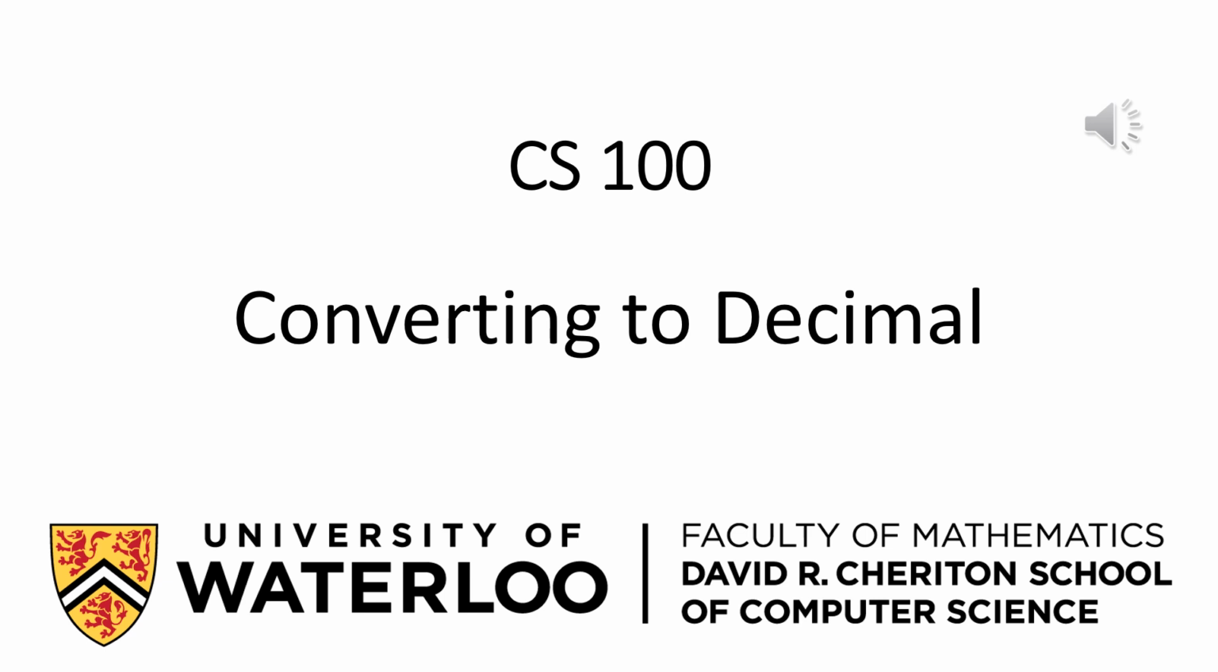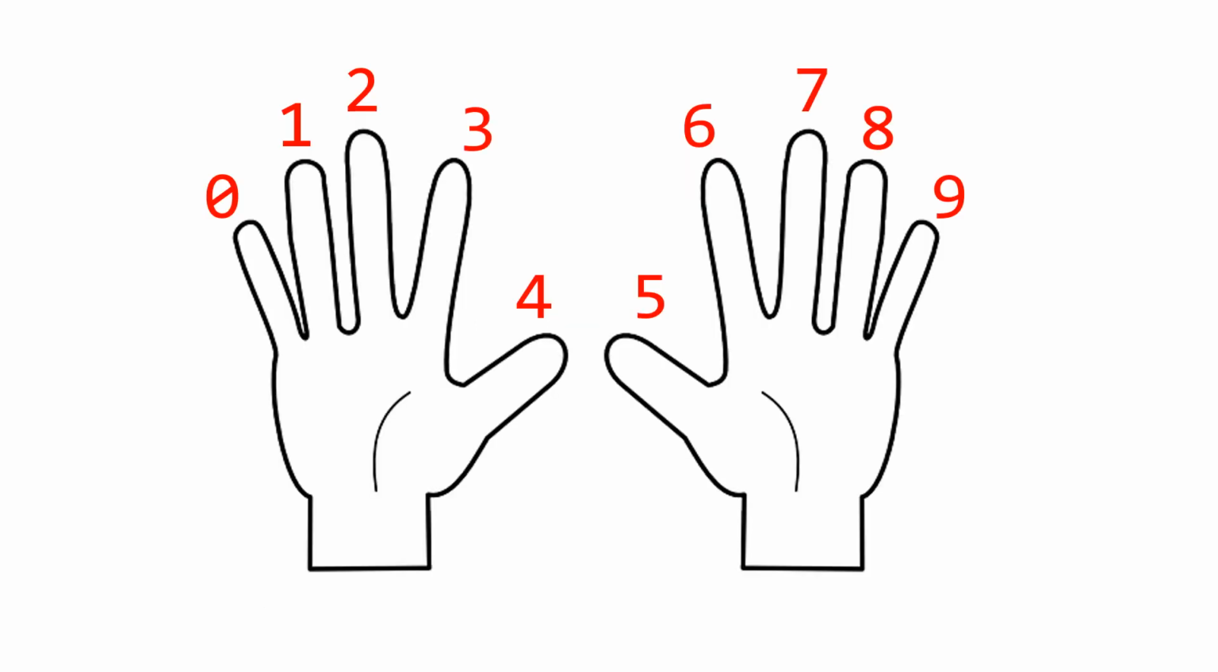In this video, we are going to learn how to interpret and convert numbers from different bases into decimal, base 10. All of our lives we've been using base 10, which has 10 digits, 0 through 9, but now we know about different bases. We are going to need a notation to distinguish between numbers from different bases.